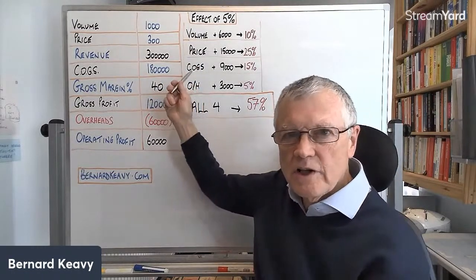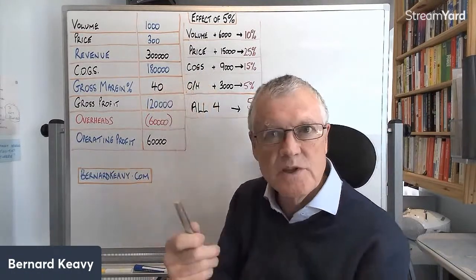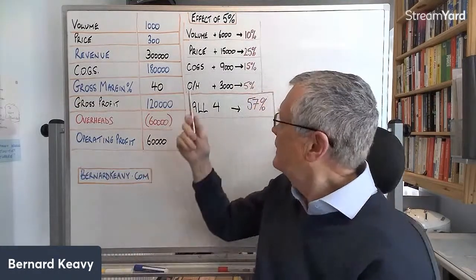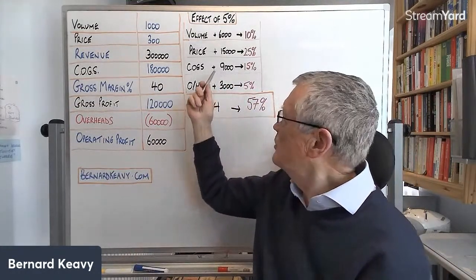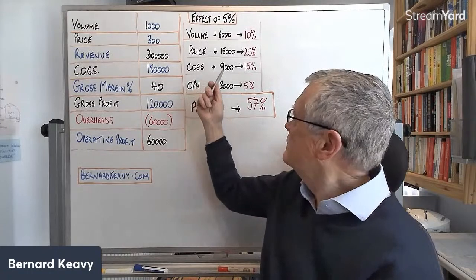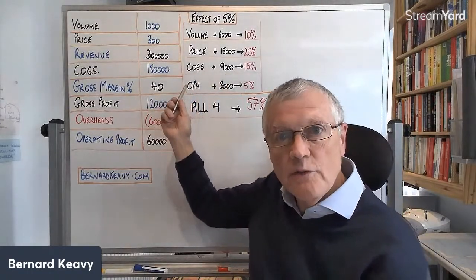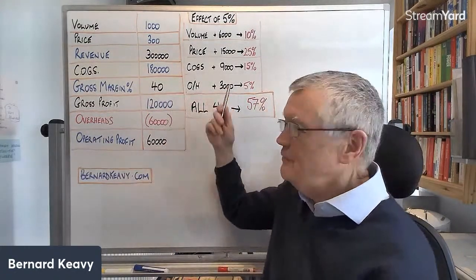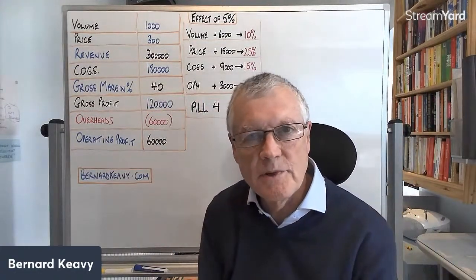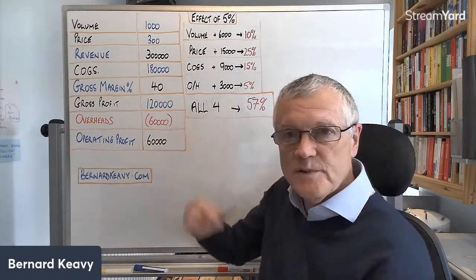If you can reduce your cost of goods sold by 5%, which I've said is possible, but not that easy, that will improve your profit by 9,000, which is a 15% increase. And if you could reduce your overheads by 5%, that will give you an extra 3,000 on your bottom line, which is only actually a 5% saving.